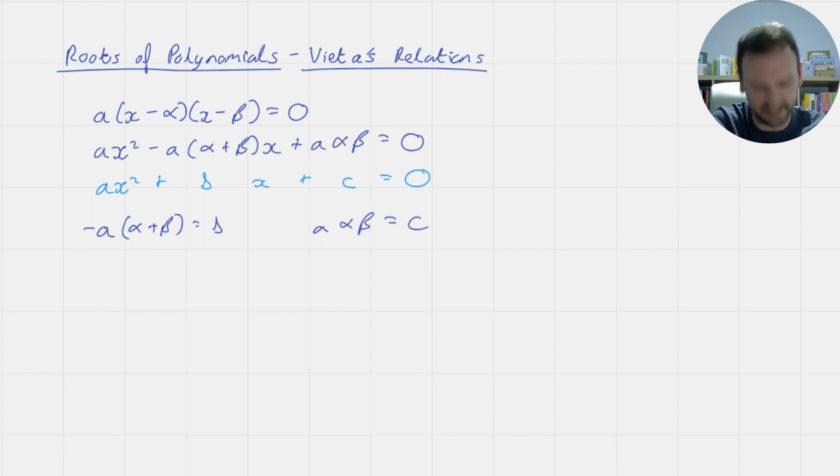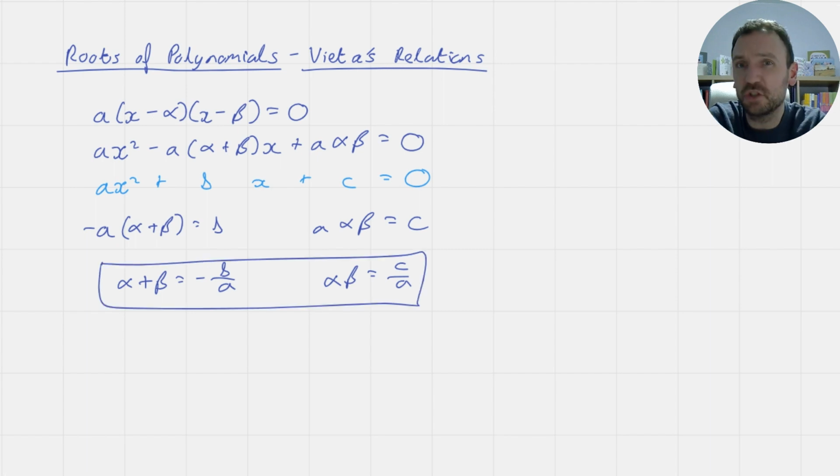Rather than stating the relationships like this, they're most commonly written as the sum of the roots, alpha plus beta, is equal to negative b over a by dividing by negative a, and the product of the roots, alpha beta, is equal to c over a. So these are two important results. You don't get given them in the formula booklet, so you need to know them off by heart. You need to be able to derive them very quickly indeed.